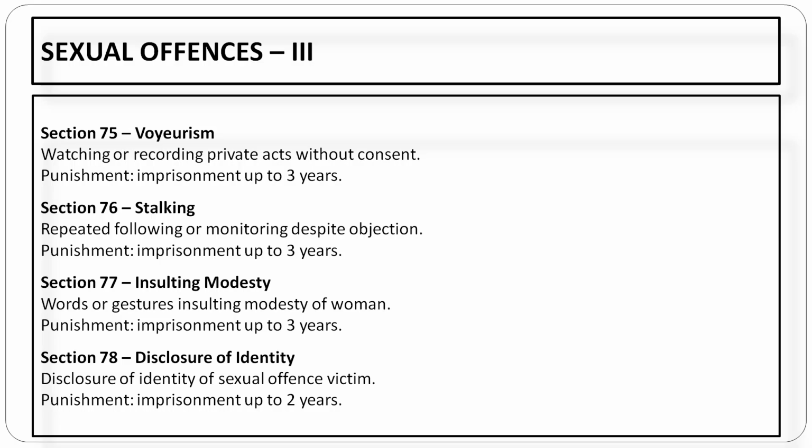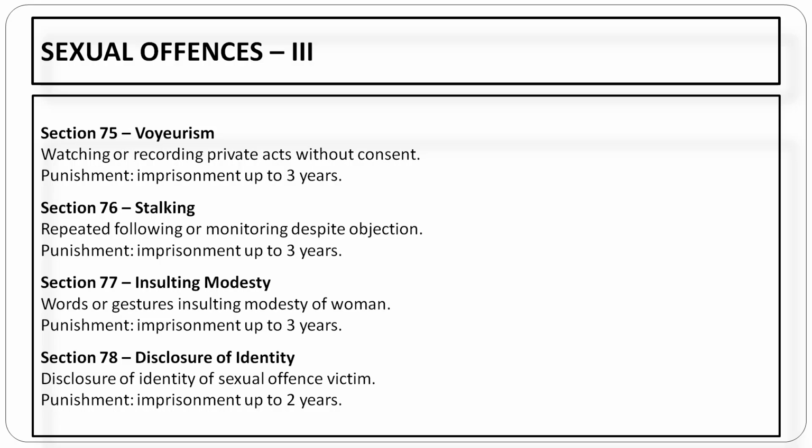The next one is section 76, stalking. It covers repeated following, contacting, or monitoring a person despite clear objection. This may happen physically or through online means. Even continuous messages or tracking on social media can amount to stalking. The law aims to protect personal freedom and safety. The punishment can be imprisonment up to 3 years for this.